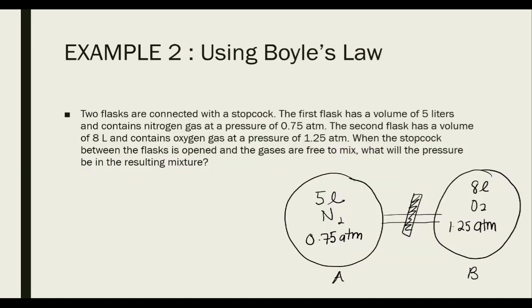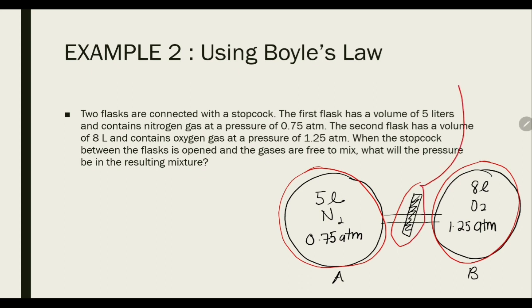The first one is using Boyle's law. Two flasks are connected with a stopcock. Imagine this is a glass, flask, or vessel, it means the same thing, connected with a stopcock. This is the stopcock, sometimes also referred to as a valve.